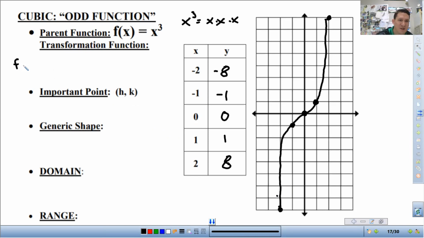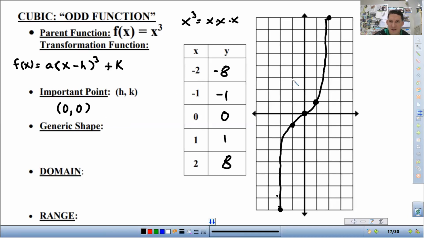The transformation function, just like the other ones: the A on the outside stretches it, shrinks it, or flips it. An x minus h inside parentheses that's getting cubed is the horizontal shift left to right. And then a plus k on the outside is a vertical shift up and down. The important point, h, k, still like all the rest of them, is 0, 0. If you plot that one first, you can move it around and plot the other ones based on that.